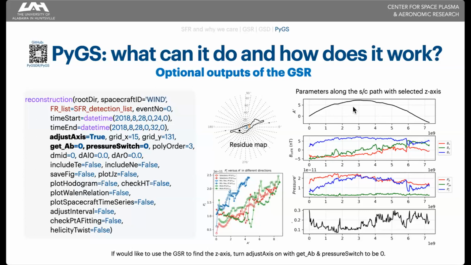As I mentioned, the A will reach either maximum or minimum along the spacecraft path. And theoretically, the boundaries of A values should be very close. Then based on these three figures, users can decide whether the current selection of the axis is satisfactory or not.